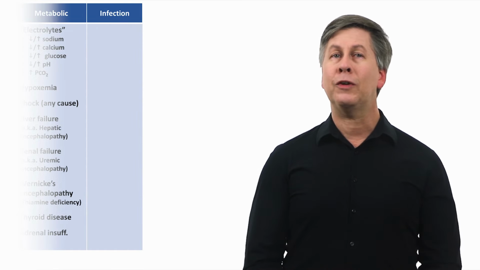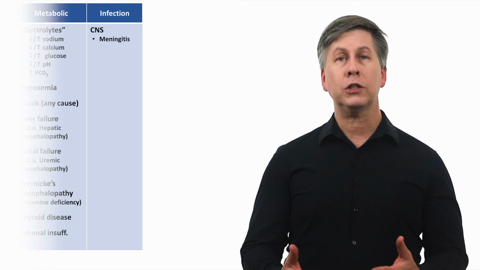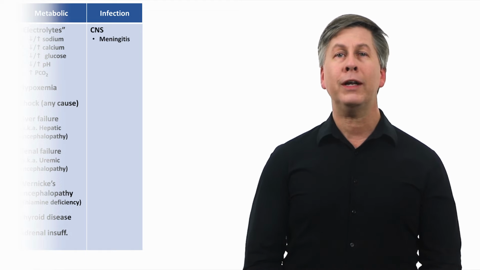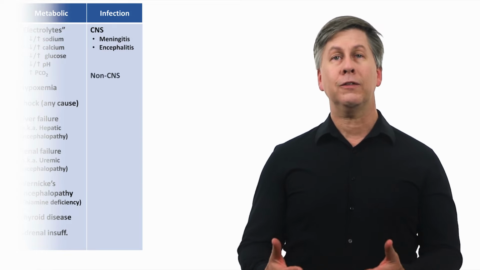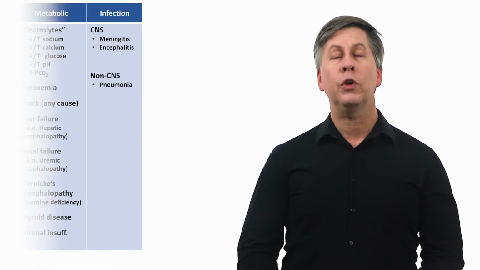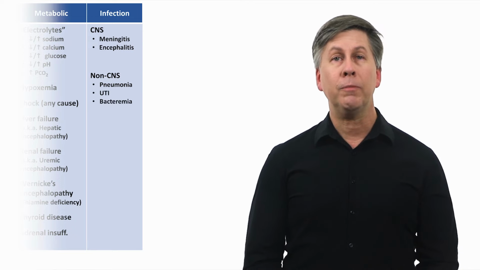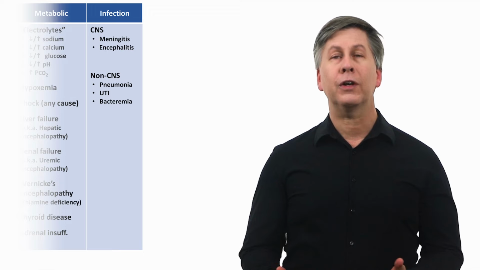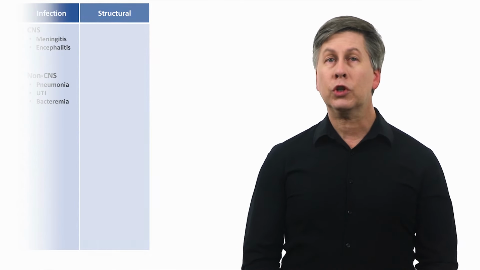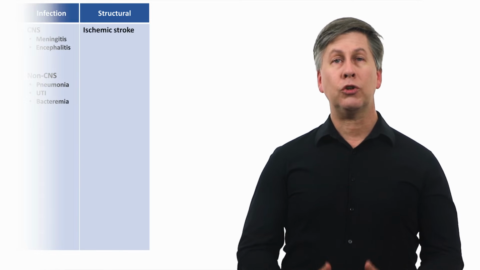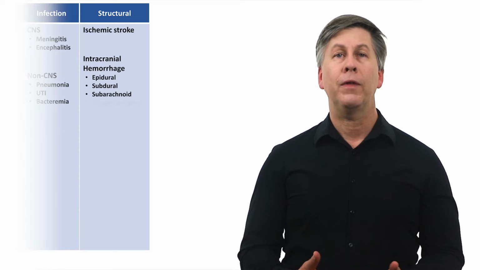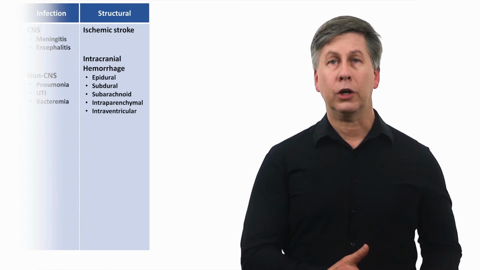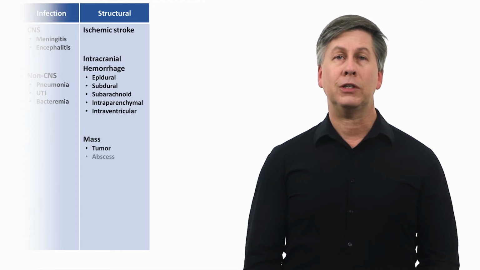These can be subdivided into infections of the central nervous system, such as meningitis, which is an infection of the protective membranes surrounding the brain and spinal cord, and encephalitis, which is an infection of the brain itself, and non-CNS infections, which most commonly include pneumonia, urinary tract infections, and bacteremia, though any infection, if severe enough, can cause delirium. Structural causes of altered mentation include ischemic stroke, intracranial hemorrhage, which can be epidural, subdural, subarachnoid, intraparenchymal, or intraventricular, and masses like tumors and abscesses.